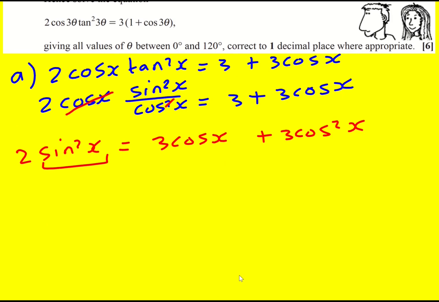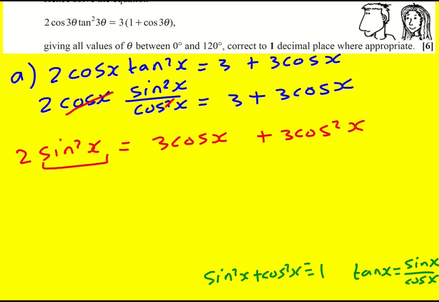But I can replace that because sine squared plus cos squared is identical to 1. I haven't written all these identities down. Maybe I should have just written them by the side. I'll just write them down here now. Tan x is equal to sine x over cos x. And now we've got the sine squared x plus cos squared x is equal to 1.